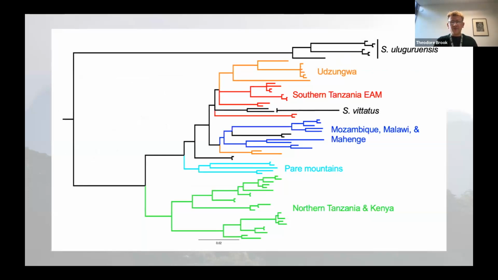We can see that many samples were collected from the same mountain block. For example, the Udzungwa samples, although they were collected from the same mountain block, are polyphyletic. So this suggests a complex biogeographic history and potentially several unique species occupying the same mountain block.